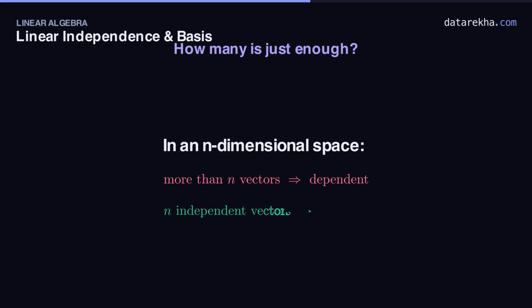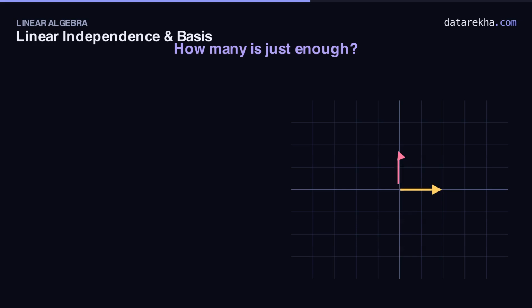And going the other way, if you have exactly n vectors and they're independent, that's automatically a basis. You don't even need to check spanning separately. The count guarantees it. See it in the plane, which is 2-dimensional.